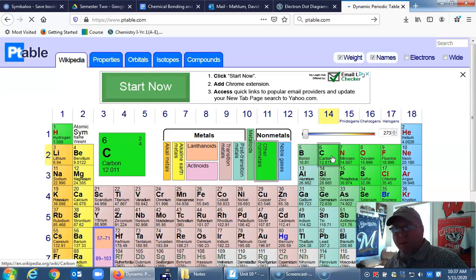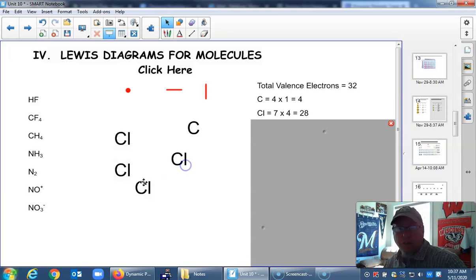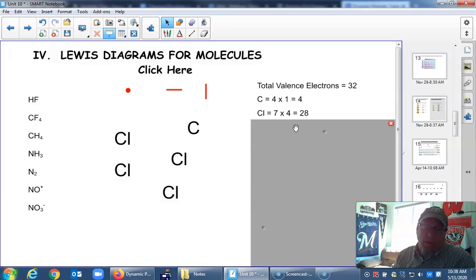If I'm looking for carbon, carbon's right here, so I'm starting over here from the left. 1, 2, 3, 4 valence electrons for carbon. And if I'm trying to figure out how many valence electrons are in chlorine, 1, 2, 3, 4, 5, 6, 7 valence electrons in chlorine. So carbon has 1 atom, that's 4 valence electrons. Each chlorine has 7. There are 4 of them, so that's 28. That's a total of 32 electrons.